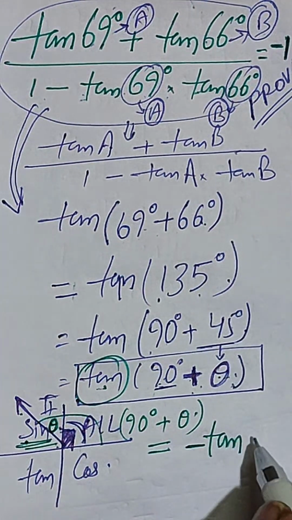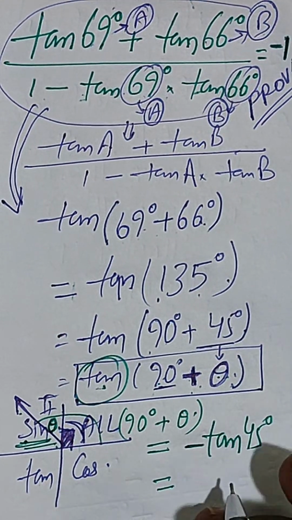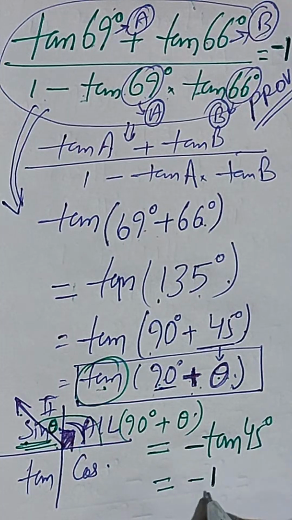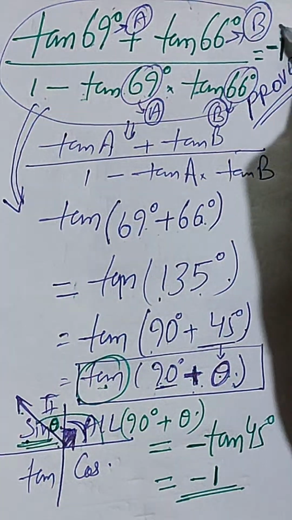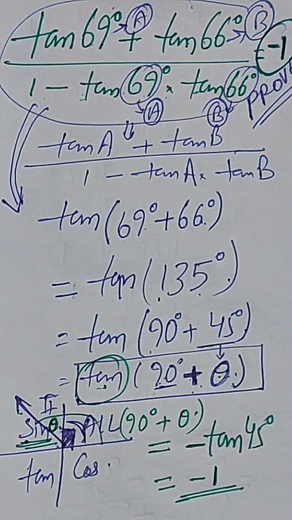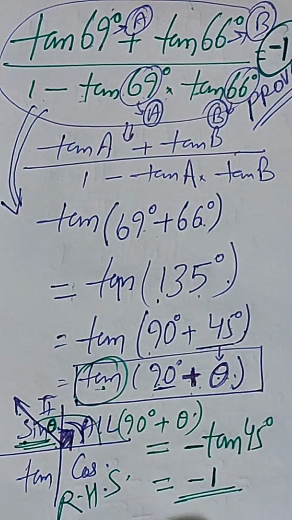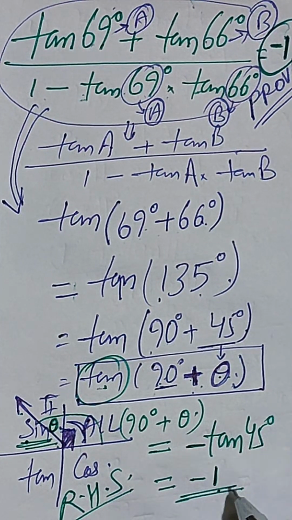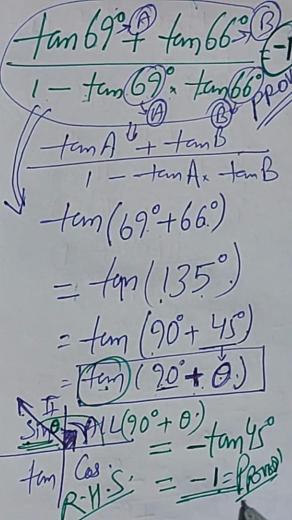Theta is nothing but 45 and tan 45 is nothing but 1. So this will give you a value of minus 1, which is our RHS. And in this way we can see LHS equal to RHS, and in this way we have proved it.